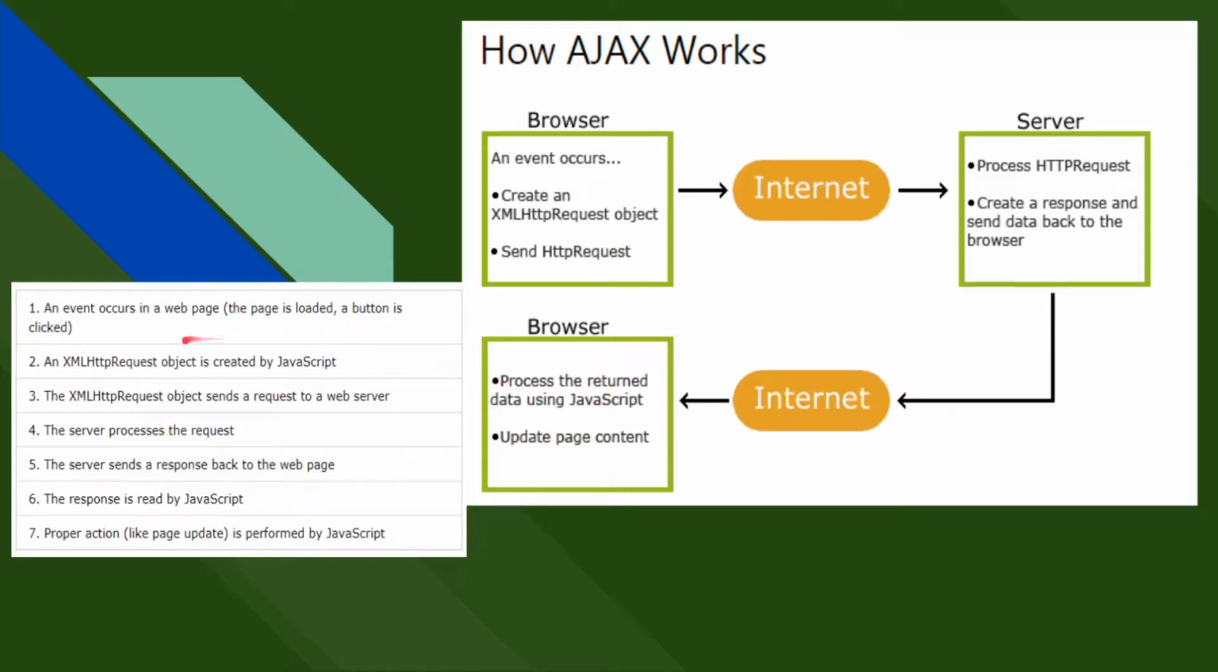Here are some steps. An event occurs in the web page. The XMLHttpRequest object is created by JavaScript. The XMLHttpRequest object sends a request to the web server. The server processes the request. The server sends a response back to the web page, and then the response is read by JavaScript, and then you can display it.